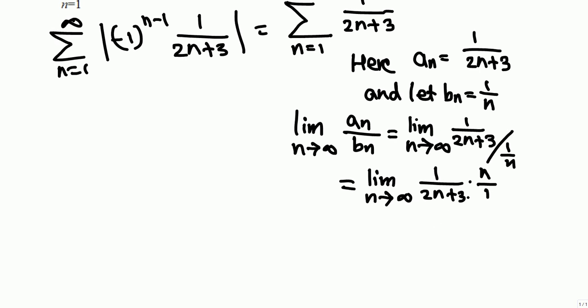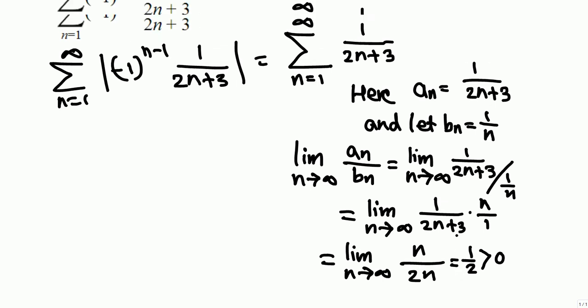Let's take this limit, n on the top, 2n plus 3 on the bottom. This infinite limit is the same as the limit of the leading terms, n on the top, 2n on the bottom. So the n's cancel, and we get 1/2, which is positive and finite. That means the series with terms an and the series with terms bn behave the same.